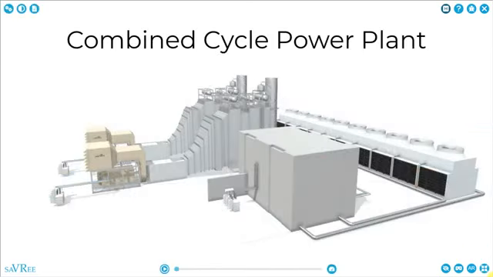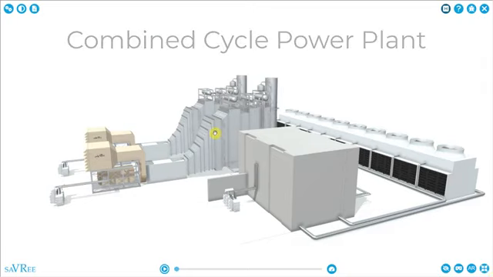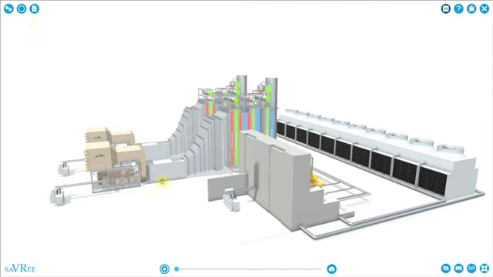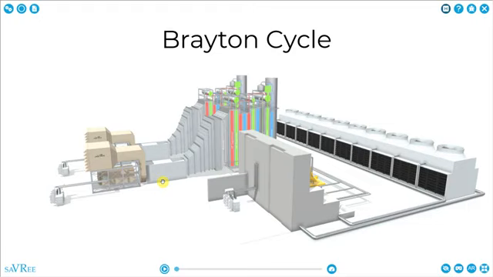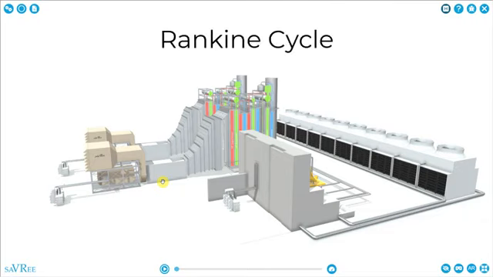Here is a combined cycle power plant. We call it a combined cycle power plant because gas turbines use what's called the Brayton cycle. The Brayton cycle is a type of thermodynamic cycle. The other type of cycle that you'll see when looking at steam turbines is the Rankine cycle. Each of these cycles is named after the person who invented them.